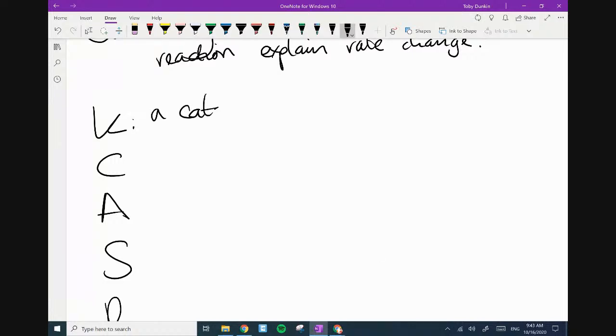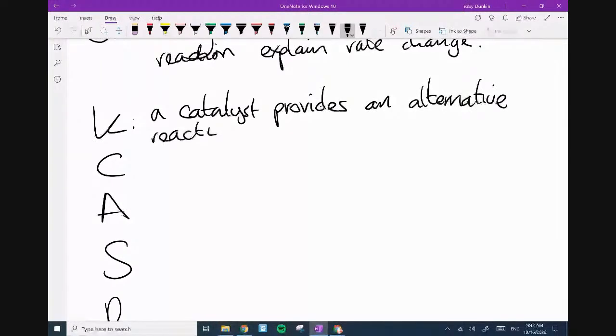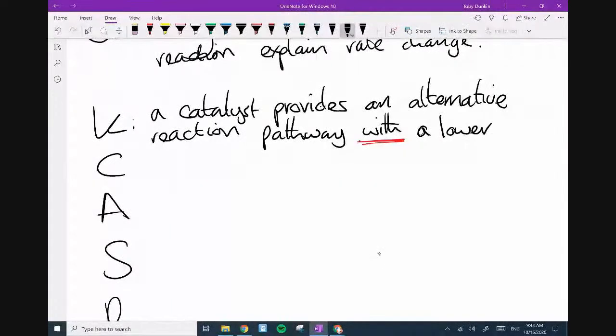A catalyst provides an alternative reaction pathway with, underline with, oh my Lord, everyone forgets it. If you don't say that, you just lose this. Yeah, with a lower activation energy. Right.